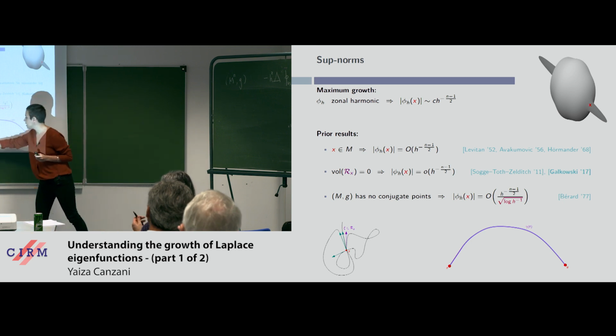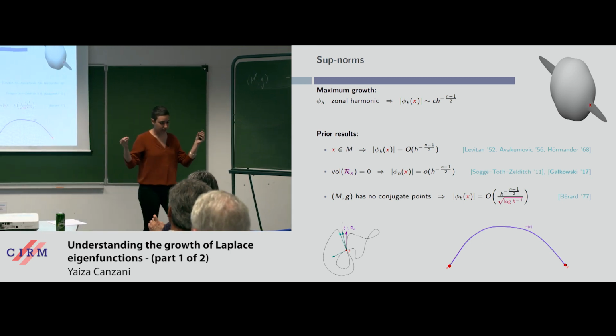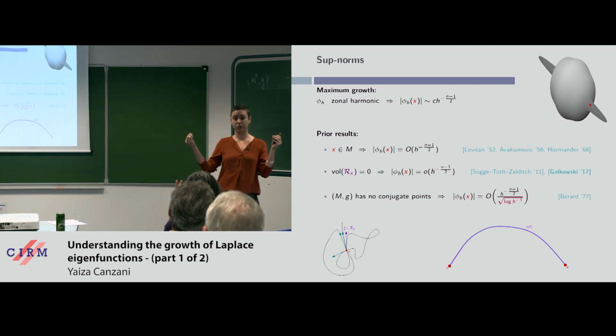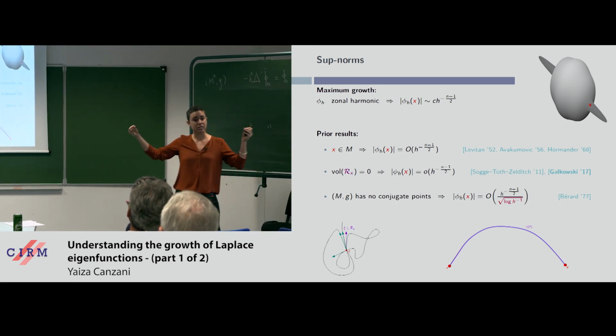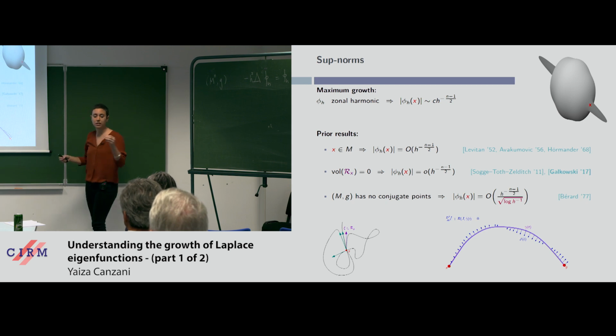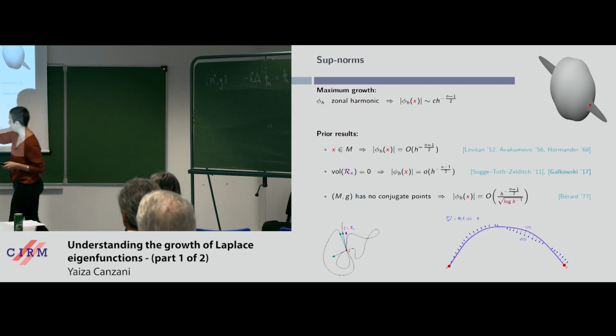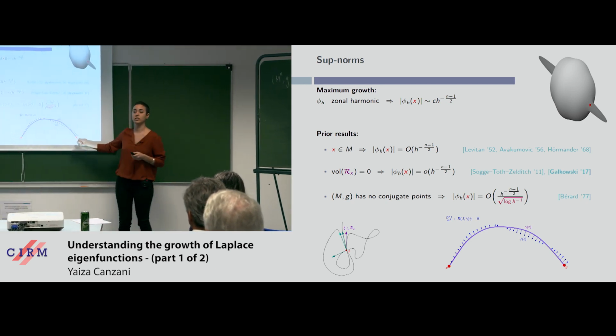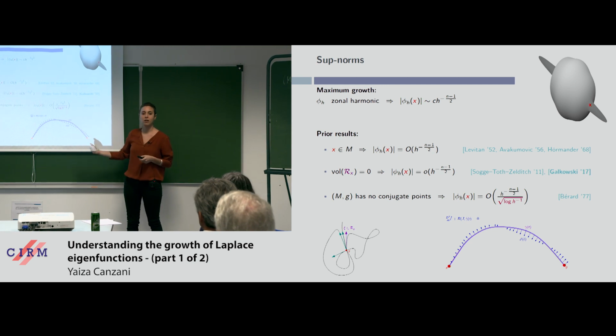So I have 2 points here, x and y, and we are going to say that x and y are not conjugate to each other if there exists a geodesic that joins them and a Jacobi field along the geodesic, such that the Jacobi field vanishes here but doesn't vanish when it gets all the way up to y.